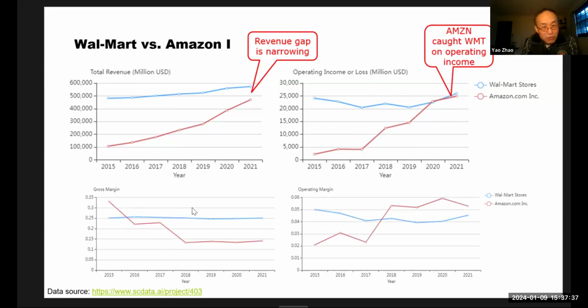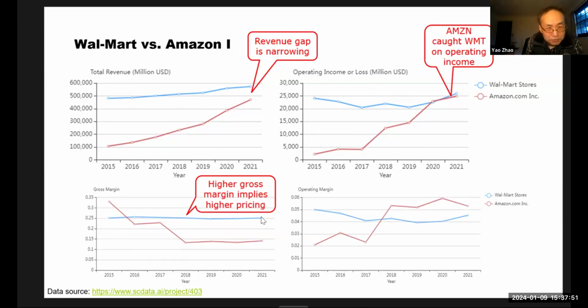Let's compare their gross margin. We find out Walmart was very consistent. Blue is Walmart, about 25% gross margin. So essentially they inflate the market price by 30% constantly. But Amazon is different. It used to be about 20%, and in recent years, after 2018, it lowered to about 15%. So Amazon has lower gross margin.